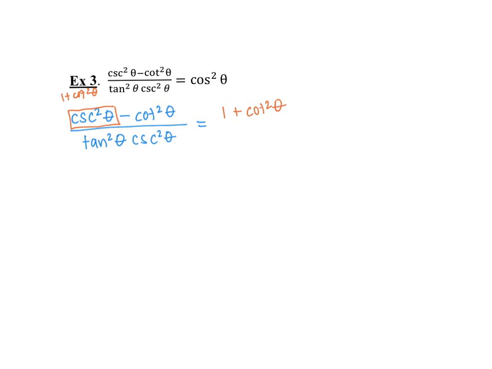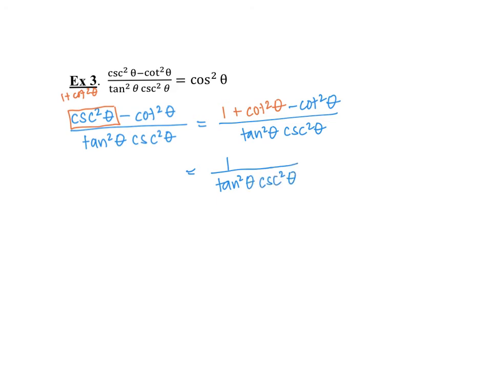Okay, so 1 plus cotangent squared theta minus cotangent squared theta over tangent squared theta cosecant squared theta. The cotangent squared thetas cancel, which is nice. So I have 1 over tangent squared theta cosecant squared theta. Now you might want to convert to cosine and sine. I don't love the fraction, so I'm going to rewrite this as its reciprocal. 1 over tangent squared theta can be rewritten as cotangent squared theta, and 1 over cosecant squared theta is really sine squared theta.